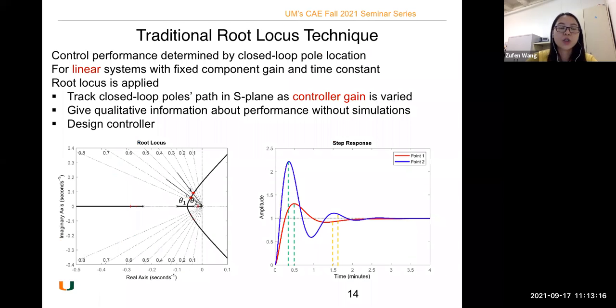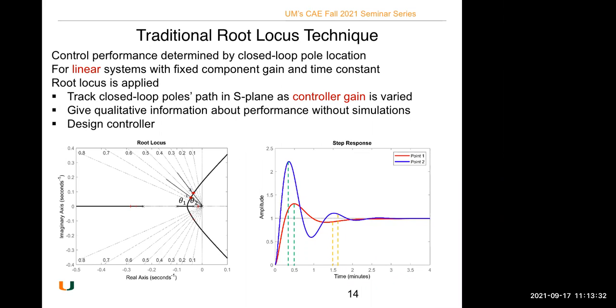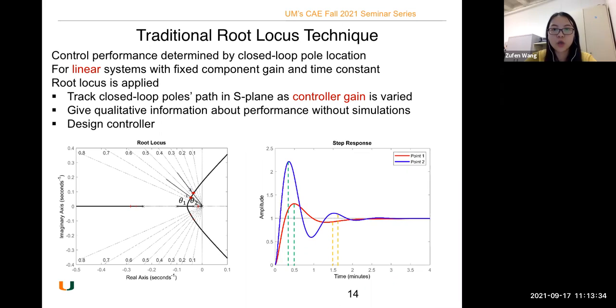So because the control performance can be determined by closed loop pole locations, for linear systems with fixed component gain and time constant, the traditional root locus technique was developed and is applied to track closed loop pole paths in the S-plane as the controller gain is varied. And these root loci can give qualitative and quantitative information about performance without the time domain simulations. We can mainly use it to design controllers.